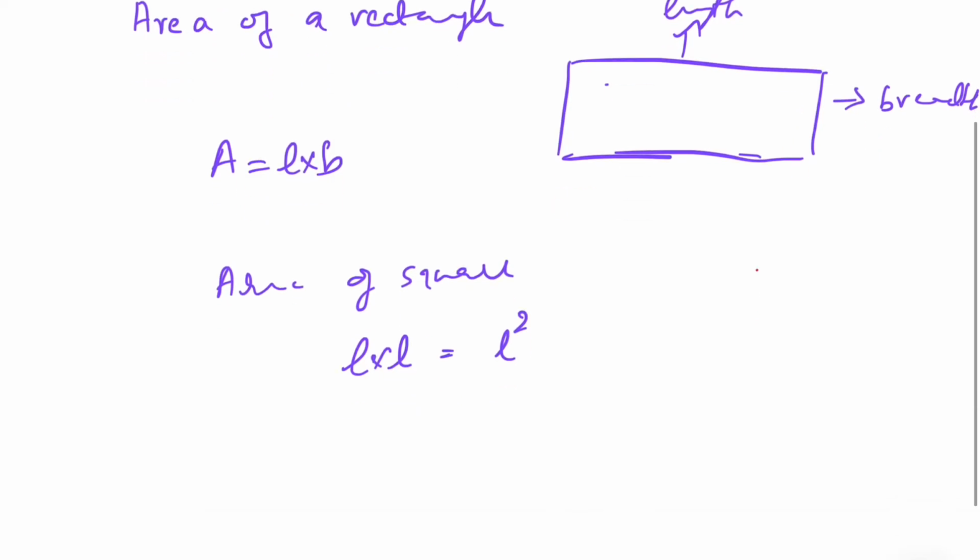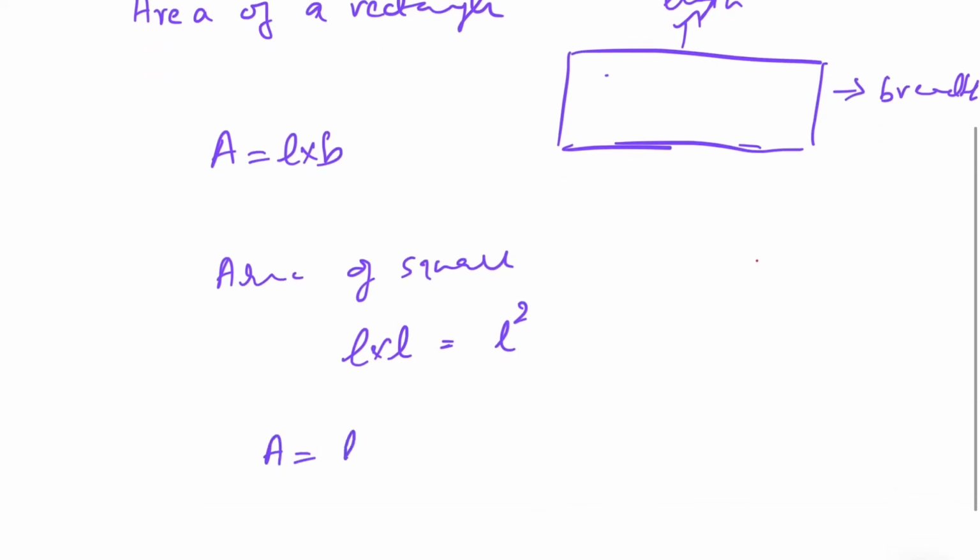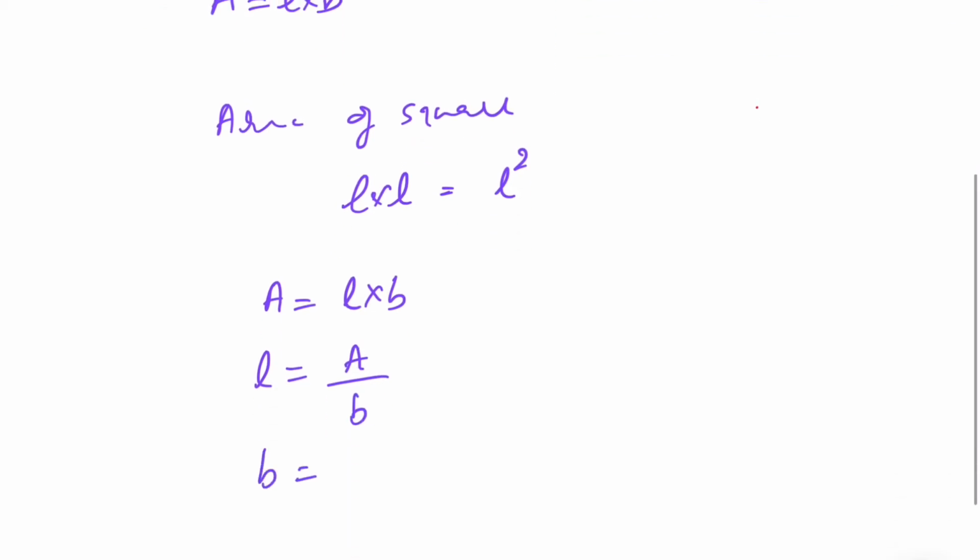So, area of the rectangle A is equal to L into B. If I have to find length when area and breadth are given, how will I find out? It will be A by B. Similarly, breadth is equal to A by L. Okay. So, this is how we will be solving the problems based on this.